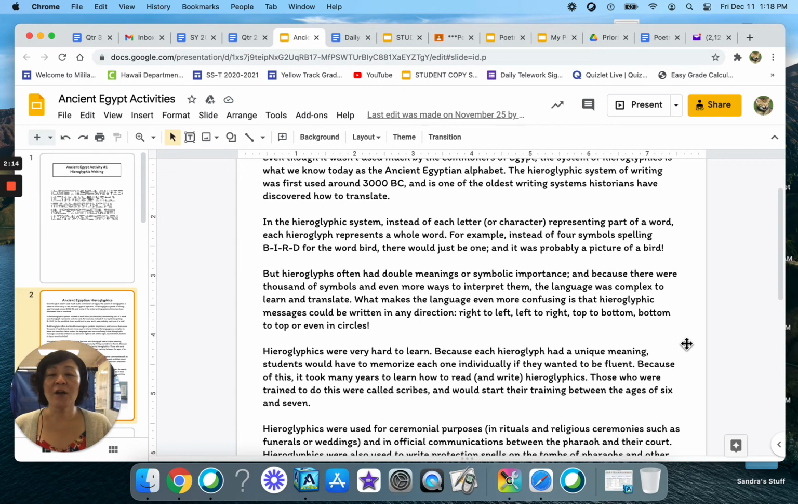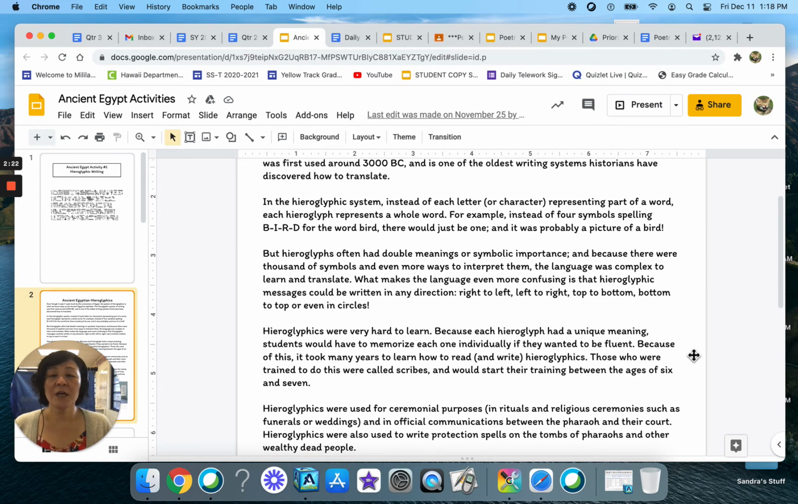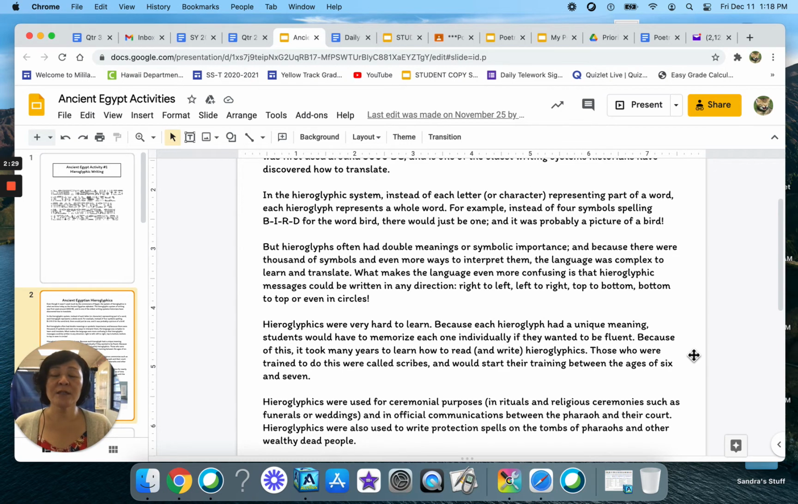Hieroglyphics were very hard to learn. Because each hieroglyph had a unique meaning, students would have to memorize each one individually if they wanted to be fluent. Because of this, it took many years to learn how to read and write hieroglyphics. Those who were trained to do this were called scribes and would start their training between the ages of 6 and 7.